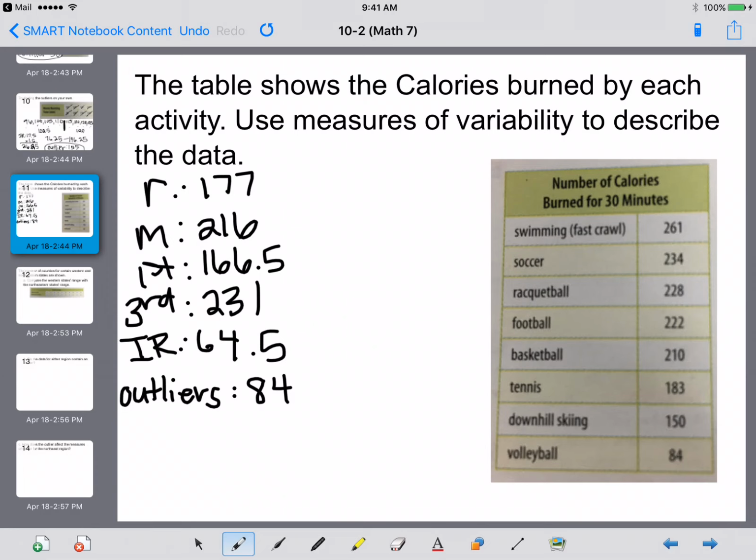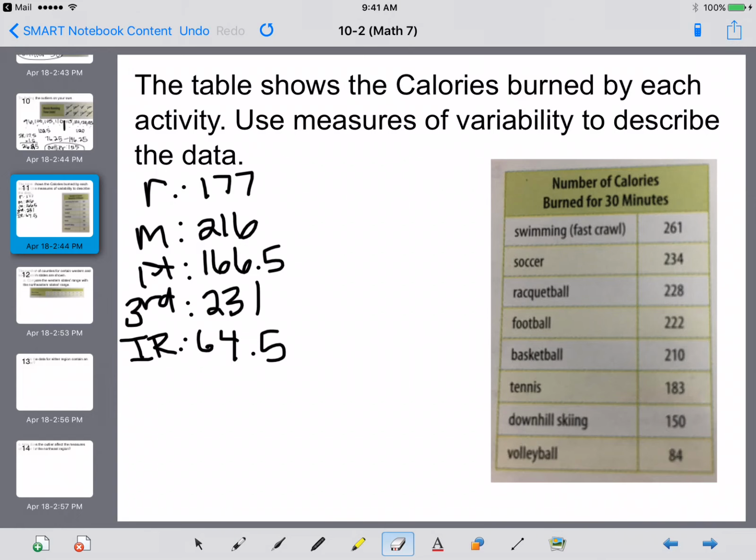I believe. Let me double check. Now I'm second guessing myself and I apologize. So in order to check this, I'm taking 64.5 times 1.5 and getting 96.75. And I'm going to take 166.5 minus 96.75 and we get 69.75. So I stand corrected. There are no outliers in this data set. Just because 84 seems like it's far away, that makes it an extreme, but it doesn't necessarily make it an outlier. And so you want to always double check to make sure that you don't make a mistake like I almost did. So now we want to describe this.